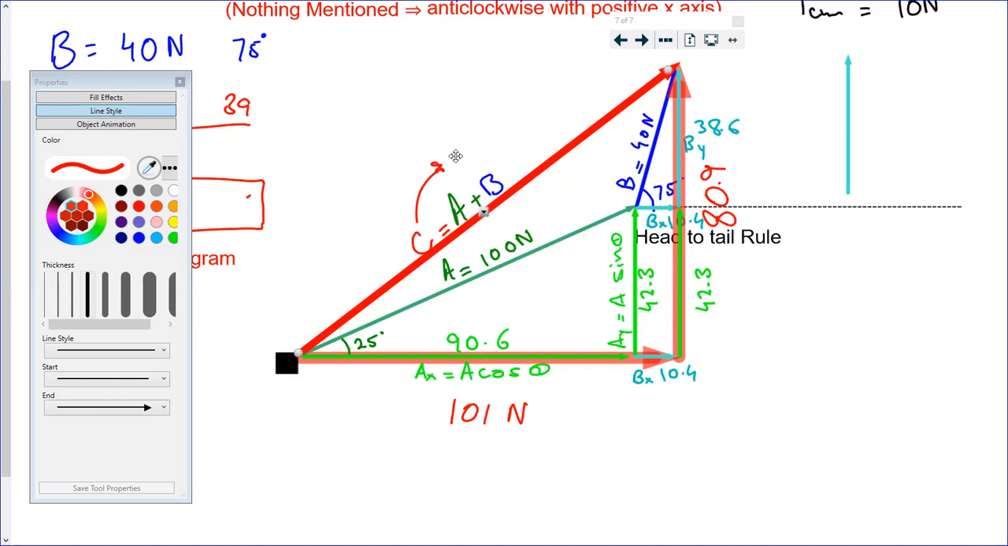Okay, 129.4. And you can use the same 80.9 and 101 as opposite and adjacent to find the theta. So what will be the theta using these two sides? Can you let me know the theta?